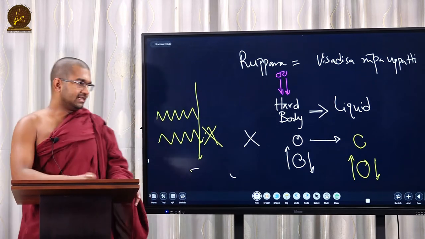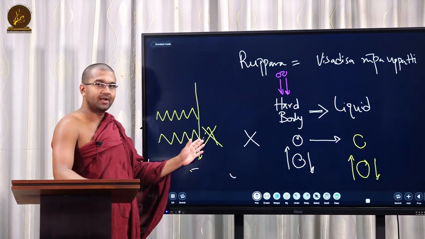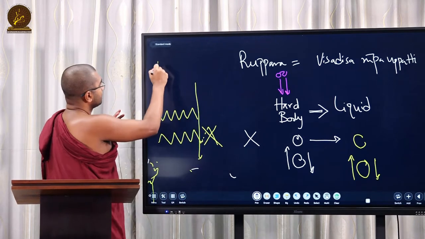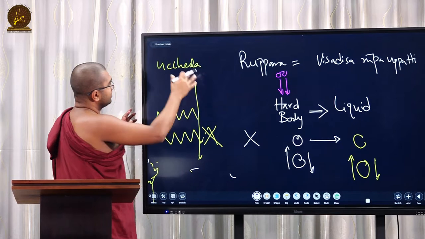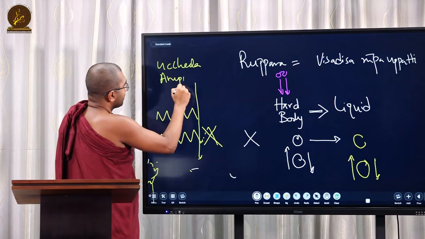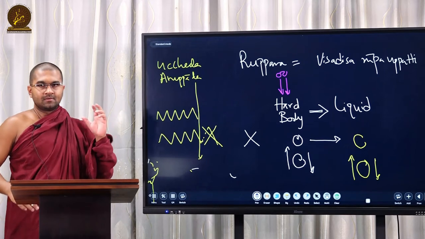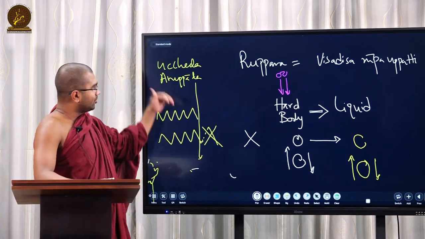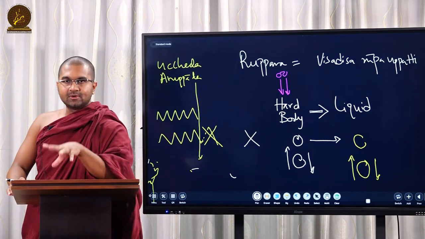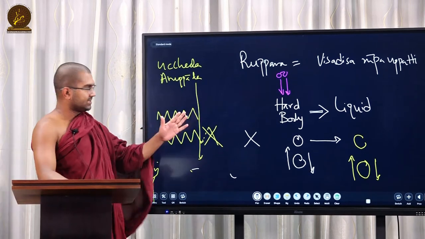But that is one of the main differences between Uccheda and Anuppada. Uccheda talks about the destruction of something that is existing. Anuppada is the non-arising. If you look into Nirvana, the Buddha was always referring to the word Anuppada. So if someone says that the Arahant gets destroyed, Uccheda, he didn't prefer this explanation. Ultimately, that is true. The process has stopped.